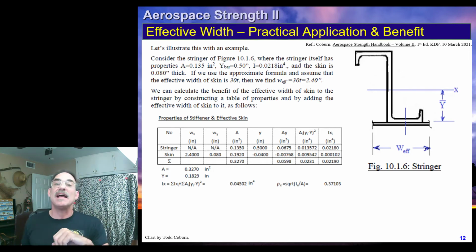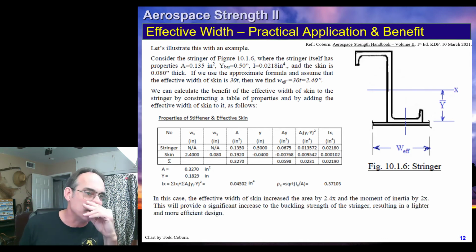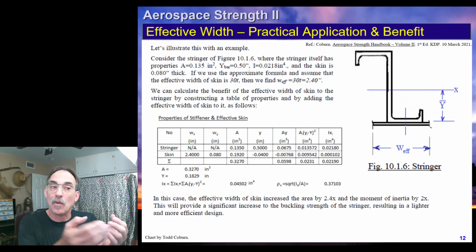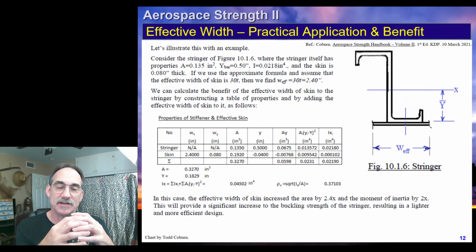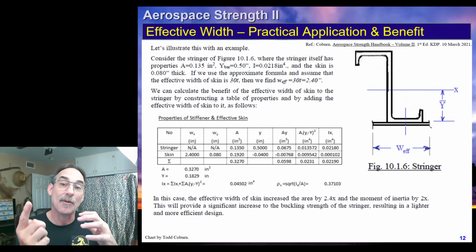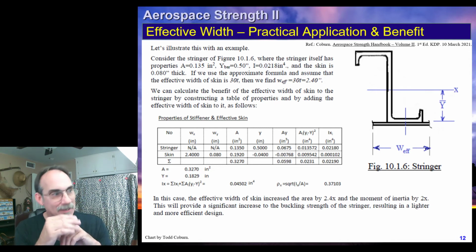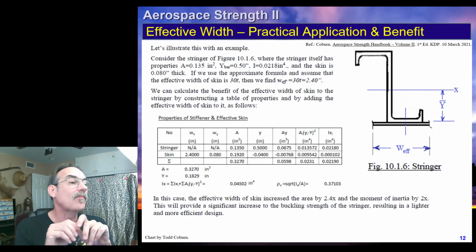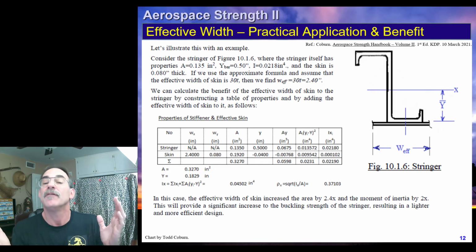Then we can use those values in the Euler buckling allowable, going back to what we saw about columns. And we'll find that actually that gives us a higher allowable buckling load than we would have had if we hadn't accounted for that skin stiffness. Why? Because the skin added area and it added moment of inertia and increased the moment of inertia of that combined section. Okay, so that's how we're going to use it. In this particular case, the effective width of skin increased the moment of inertia by 2 times. That's a big help for a lightweight structure.